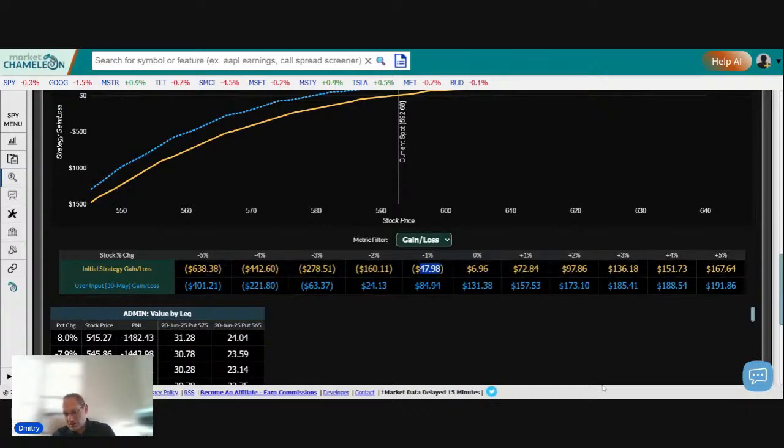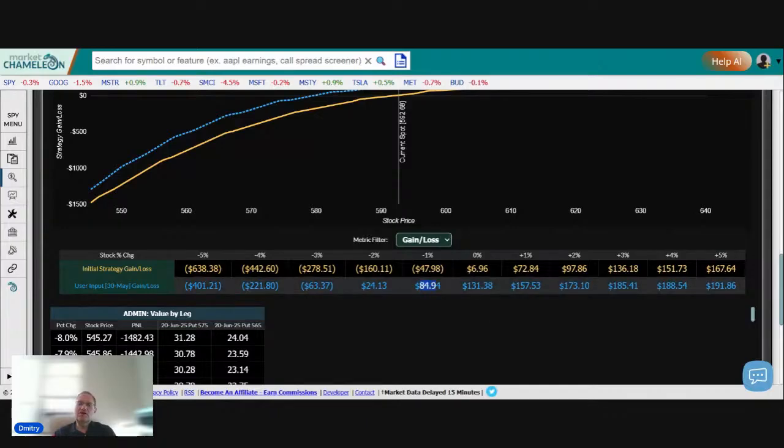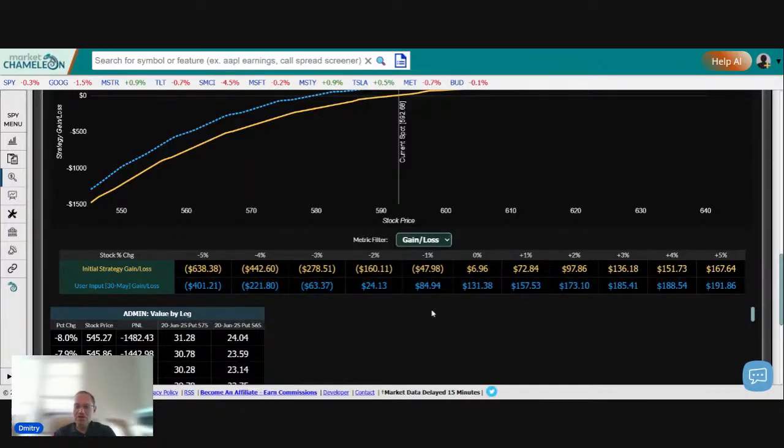However, if it moves down 1%, if on May 30th the stock is down 1%, it's actually a gain of $85. So we went from a loss to a gain because now we had time decay. The options are worth less. Okay, so we could see our sensitivity now that as time goes on, right around this area, it is good for us because we're long theta and there's decay, positive decay.